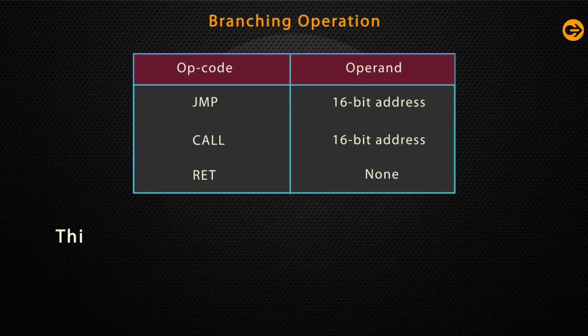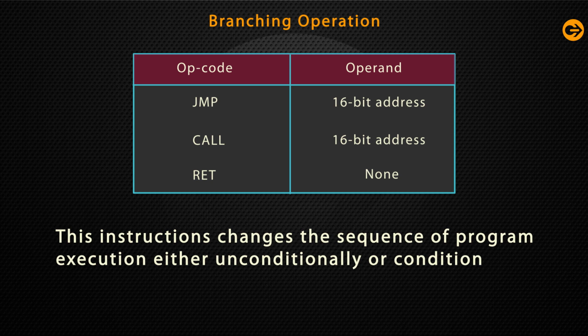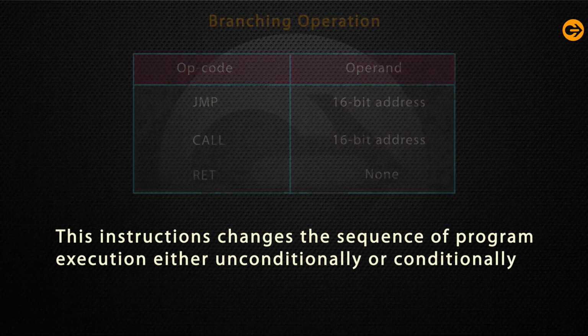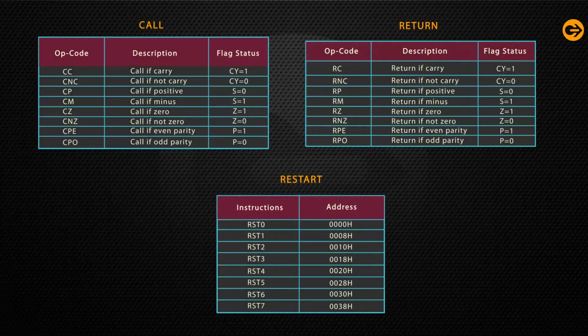Branching operations. These instructions change the sequence of program execution either unconditionally or conditionally. Jump. Conditional jumps are the significant part of the decision-making process in programming. These instructions test for a certain condition. Call, return, and restart. These instructions alter the sequence of a program either by calling a subroutine or returning from a subroutine. Similarly, conditional call and return instructions can test condition flags.